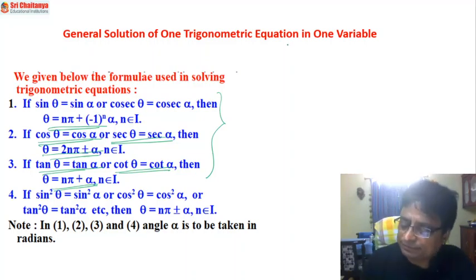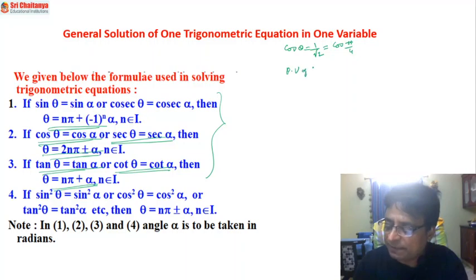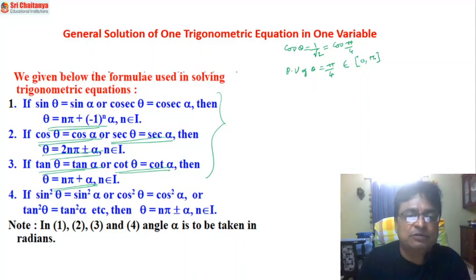Say for example, just like I told, what is the general solution for the equation cos theta is equal to 1 by root 2? First of all, find the principal value. So this can be written as cos pi by 4. This is just like cos theta is equal to k is equal to cos alpha. So what is my PV of theta? Pi by 4. Why is it the principal value? Because it belongs to the closed interval 0 comma pi, as per the definition of principal value.